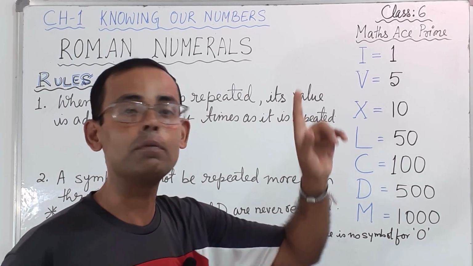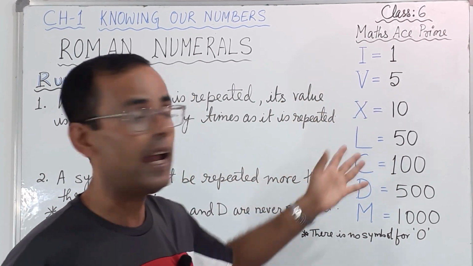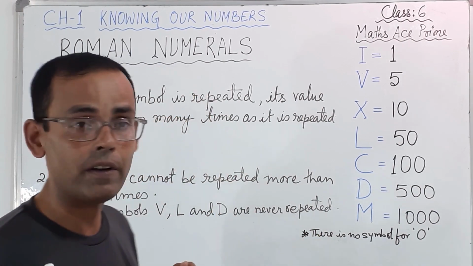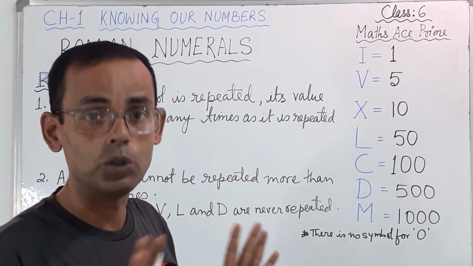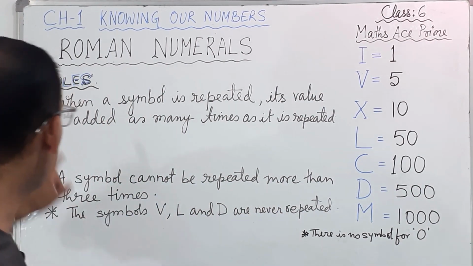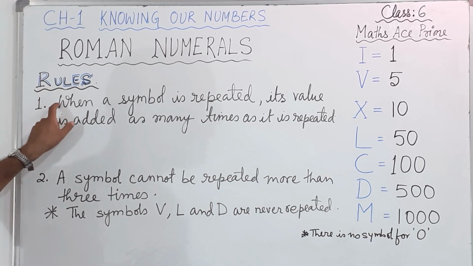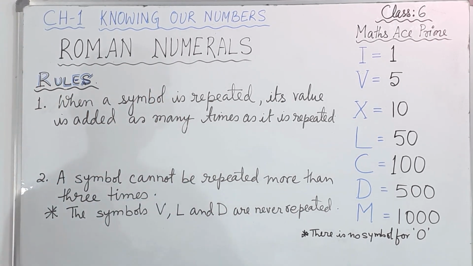I means 1, V means 5, X means 10, L means 50, C means 100, M means 1000, D means 500. This way you should know them. And after that, one more thing you must know, and that is the rules. So let us know the rules.